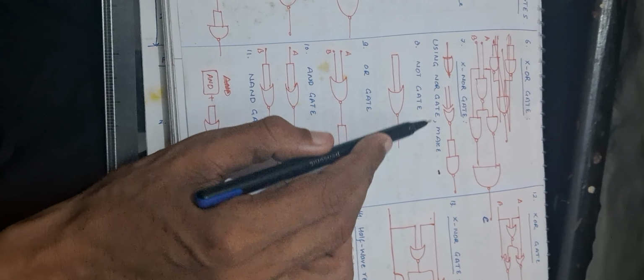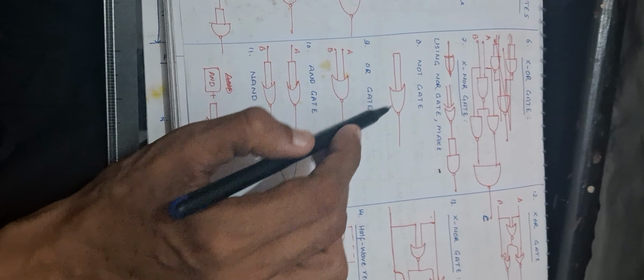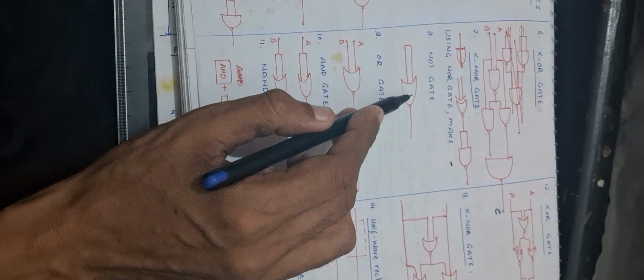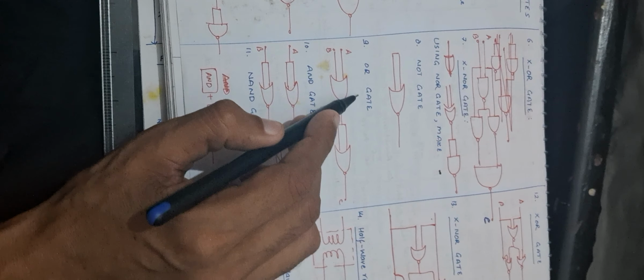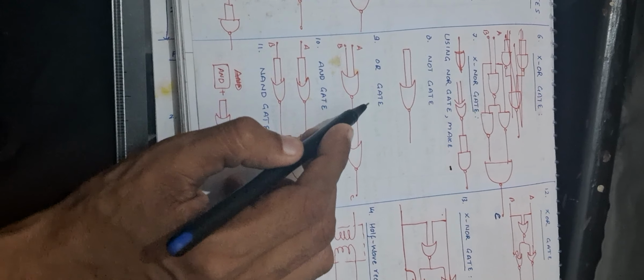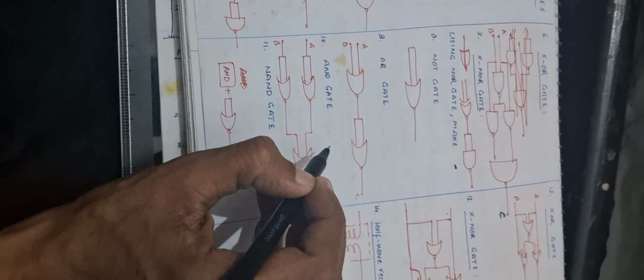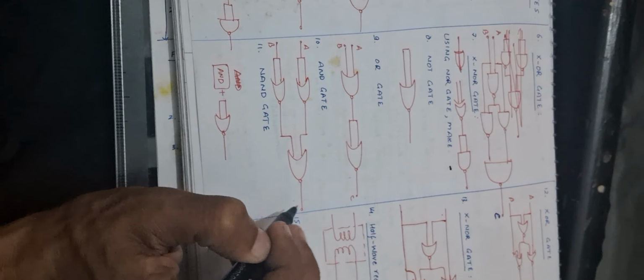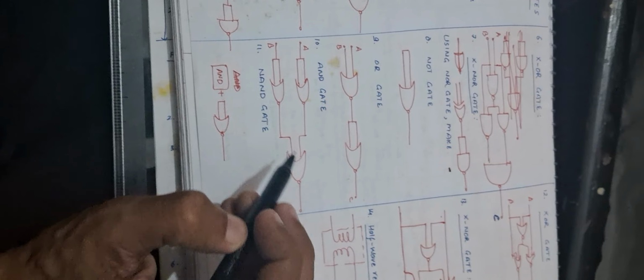Next is using a NOR gate, make a NOT gate. Equivalently, just make the inputs equal, that will make a NOT gate. Then we need to make an OR gate. For the OR gate, this is NOR plus this is NOT, so that will make an OR gate. Next is the AND gate. Similarly, we take two NOR gates as NOT gates, and their outputs should be fed to another NOR gate, and the output will be the AND gate. Then the NAND gate. AND plus the NOT gate will make the NAND gate.